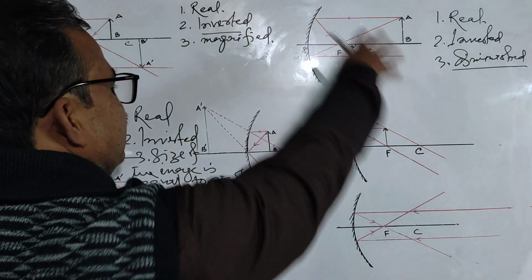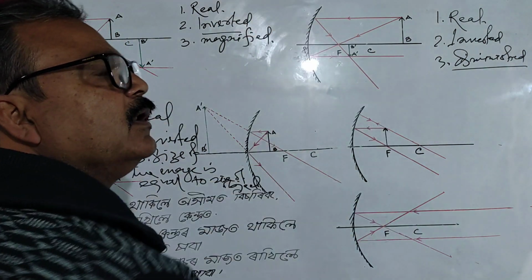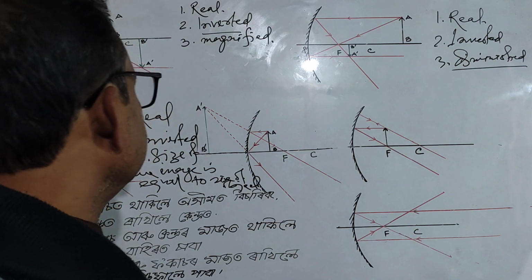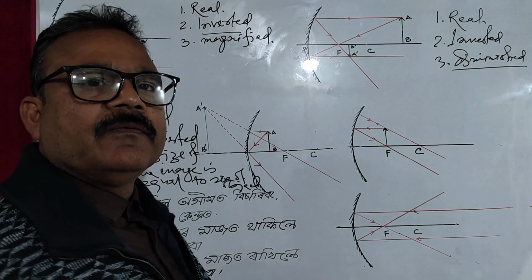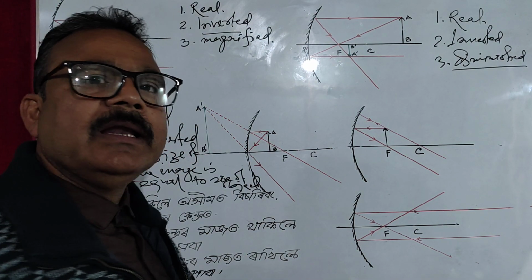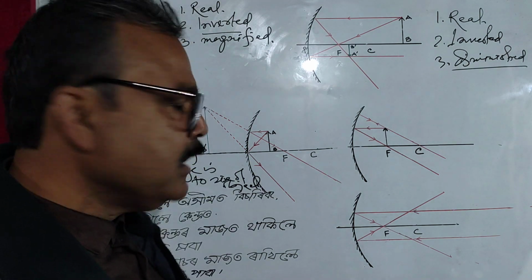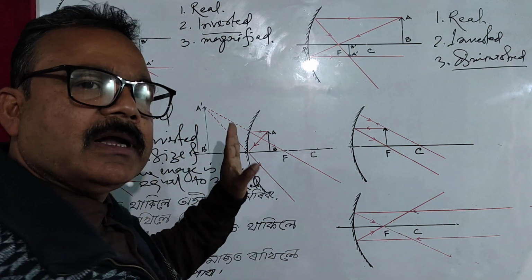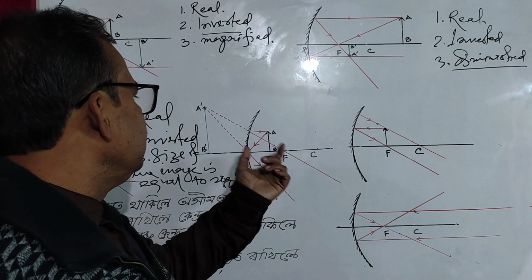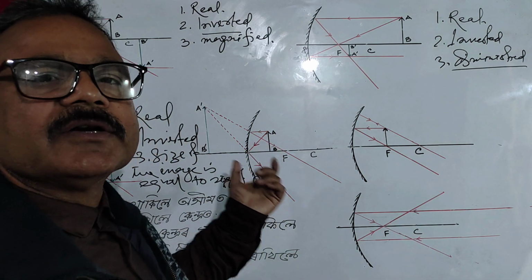Now, the exceptional case. All these are real images. Only under one condition does the concave mirror form a virtual image. Is it clear? Only under one condition does the concave mirror form a virtual image.